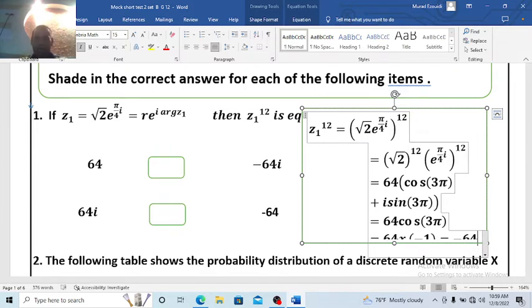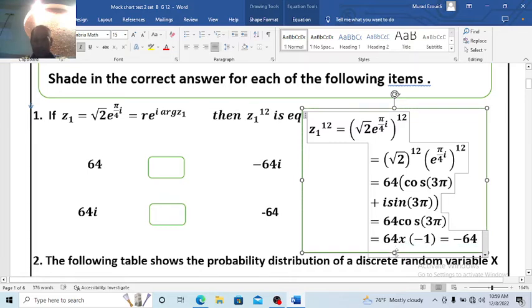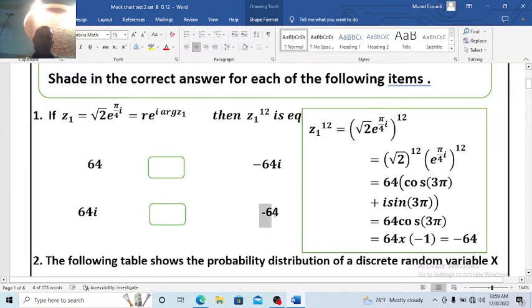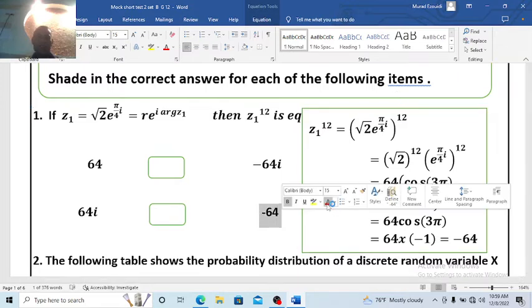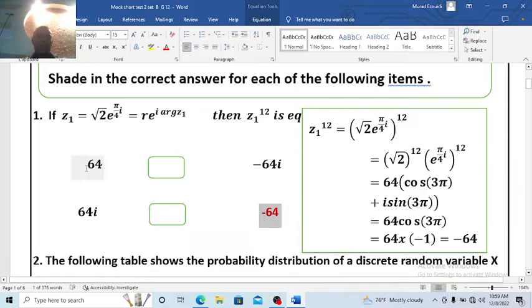Clear? Now, what is the correct answer here? The correct answer is that. Okay, this is the correct answer. But in the exam, it may be this.